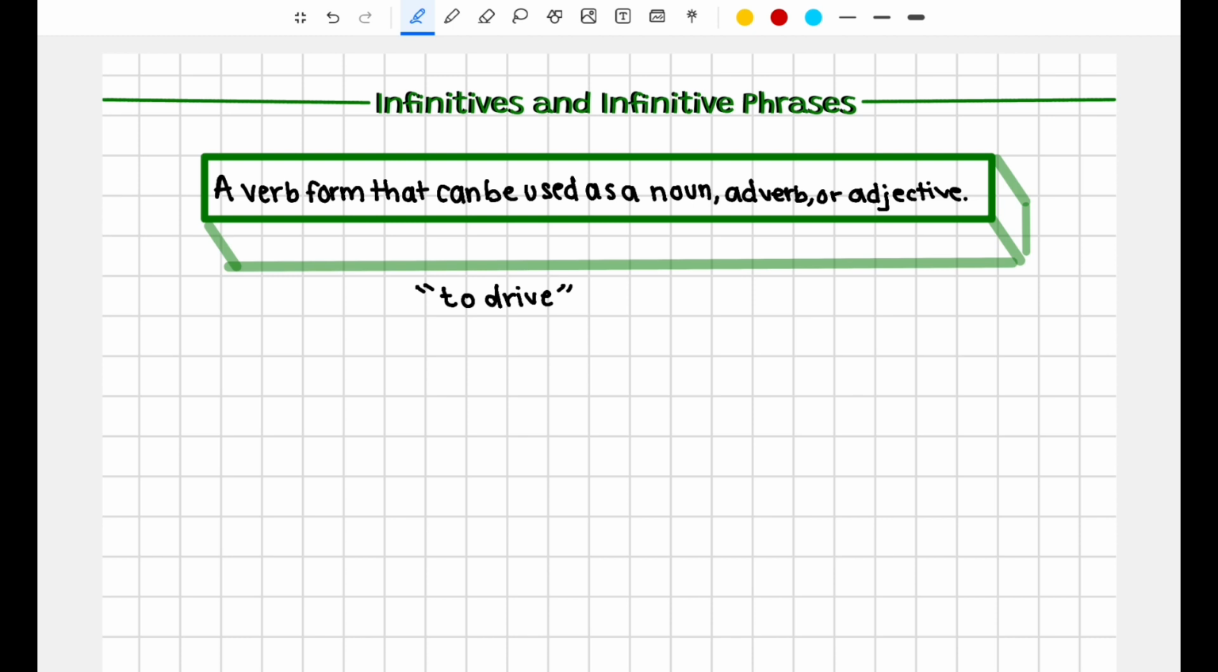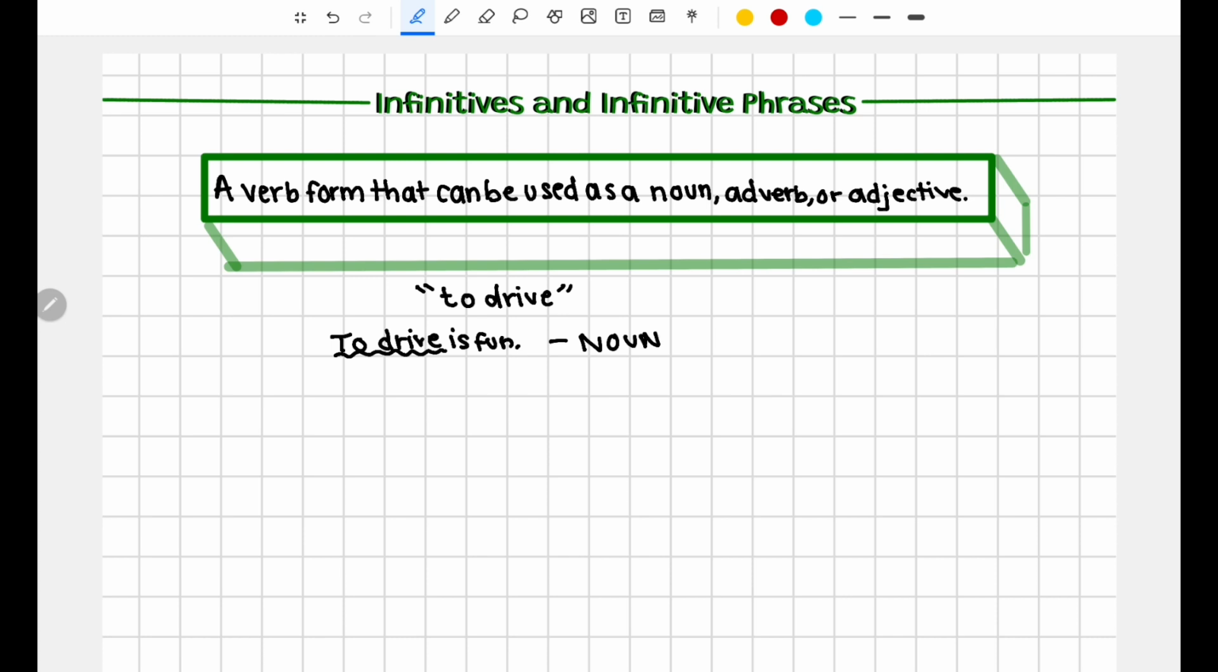For example, if we were to use this as a noun, we would use it as a subject. So we would say something like, to drive is fun. What is fun? To drive. Therefore, to drive is the subject. That counts as a noun.